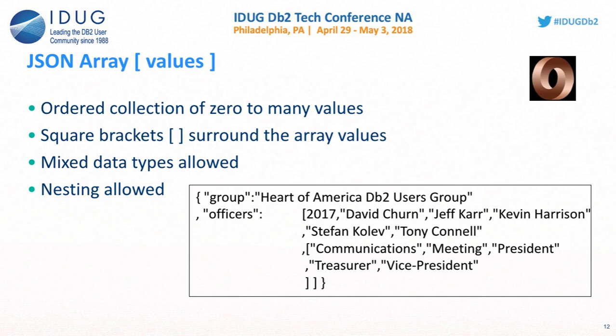When you're talking about arrays, it's just an array of data variables. So in this case, you've got square brackets around your array, and then you just put data types in there. Okay, so I've got a list of names from the Heart of America DB2 users group and the year that they were in there. So you can mix your data types too. And you can also nest arrays, so the first array is here. These are the officers of the Heart of America DB2 users group, and then there are all their titles.